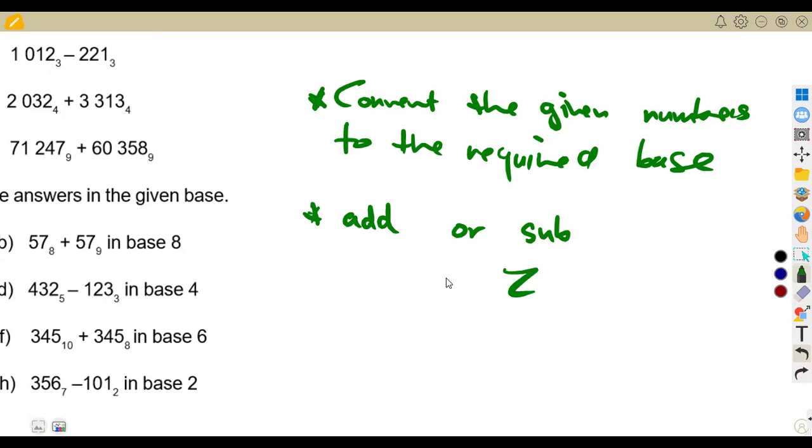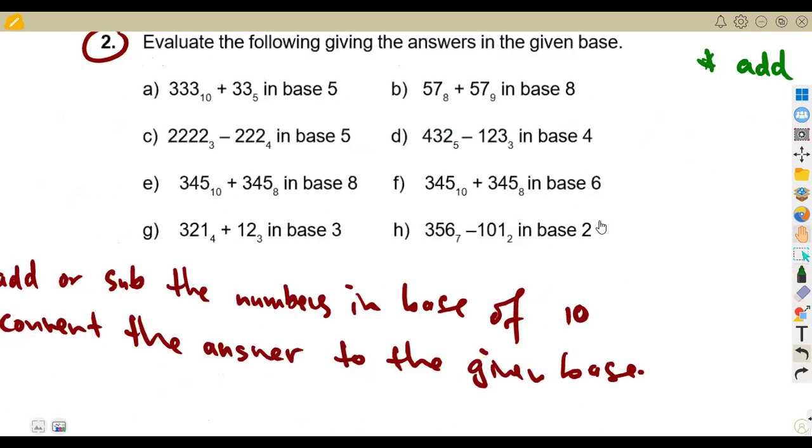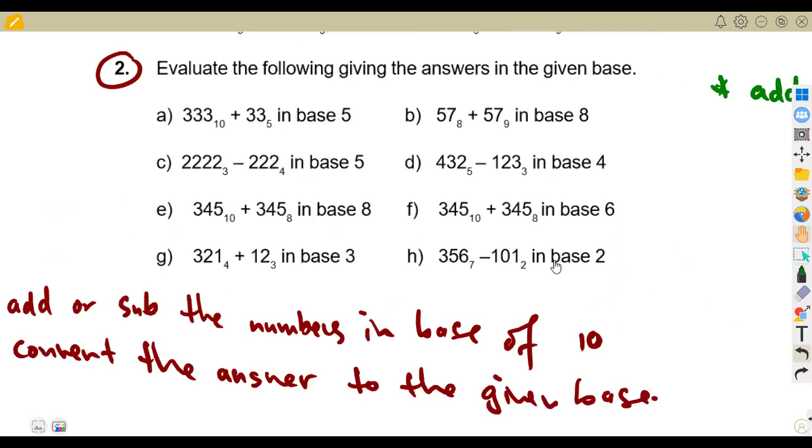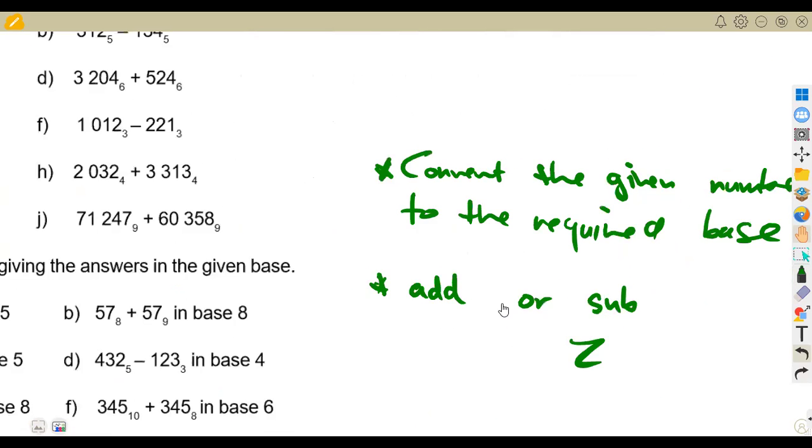That is the condition, because you're already in base 4, or already in base 2 where the answer is needed. The answer is needed in base 2, so you can add or subtract them. So it's up to you now to choose which of these two methods is easier for you. There's a condition where there is a benefit of having base 10 and a benefit of having the numbers in the given base.